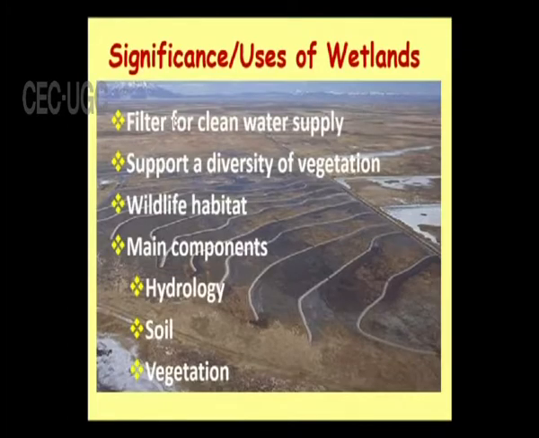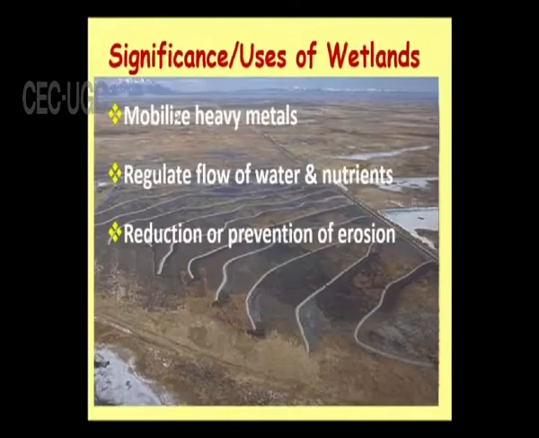And what are the functions that it is doing? It filters the water, and it supports a diversity of vegetation, and it consists of a large number of wildlife habitats. The major components are hydrology, soil and vegetation, and therefore it is an interface, an intermediate between the water ecosystem and the land ecosystem. And so, it is one of the most important ecosystems, and it is one of the most neglected ecosystems also, and therefore, we have to map the wetland ecosystem.